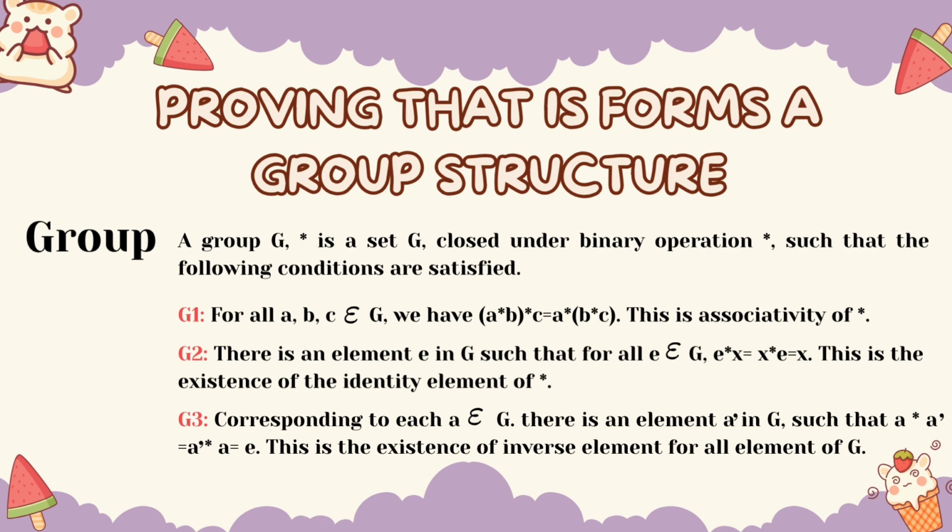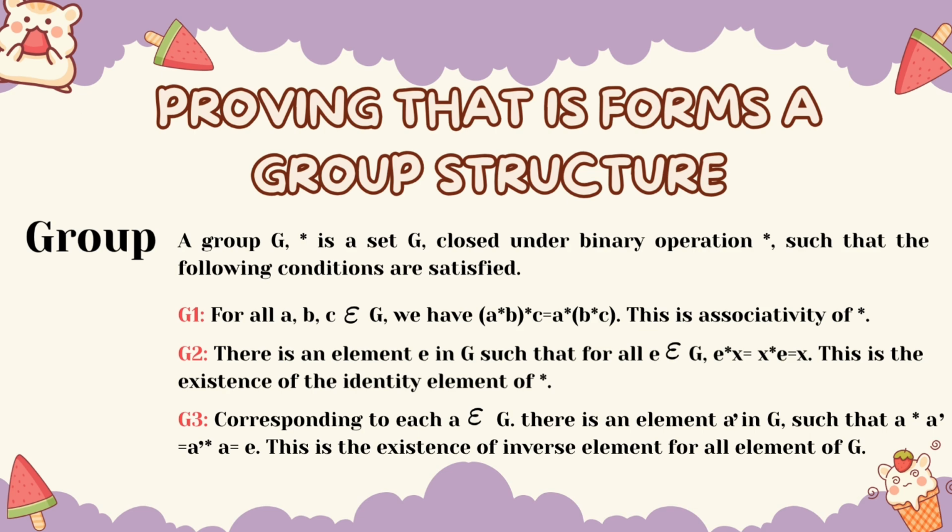For G1, for all A, B, and C elements of G, we have (A star B) star C is equal to A star (B star C). This is the associativity of star. For G2, there is an element E in G such that for all X an element of G, E star X is equal to X star E is equal to X. This is the existence of the identity element of star.